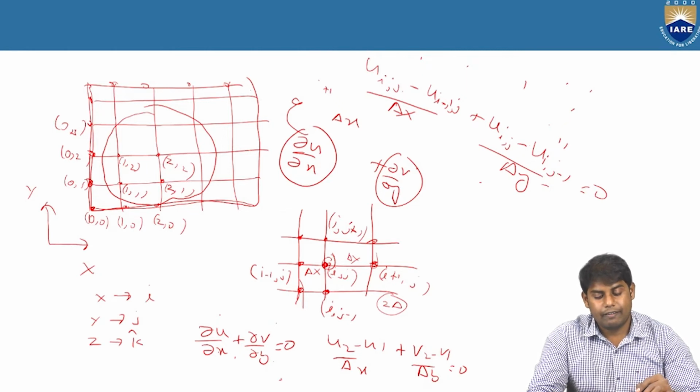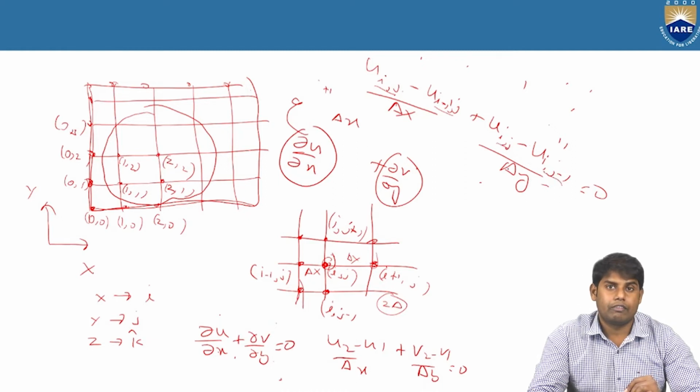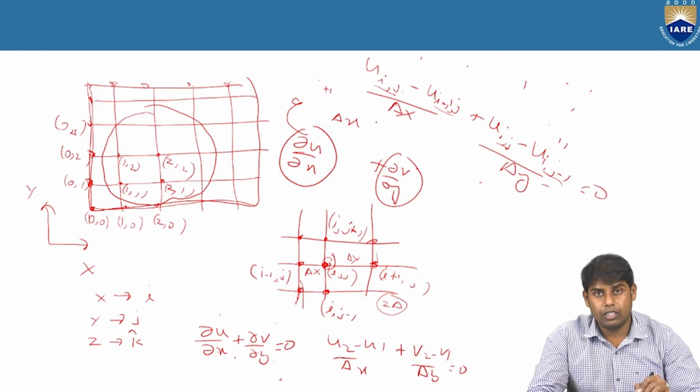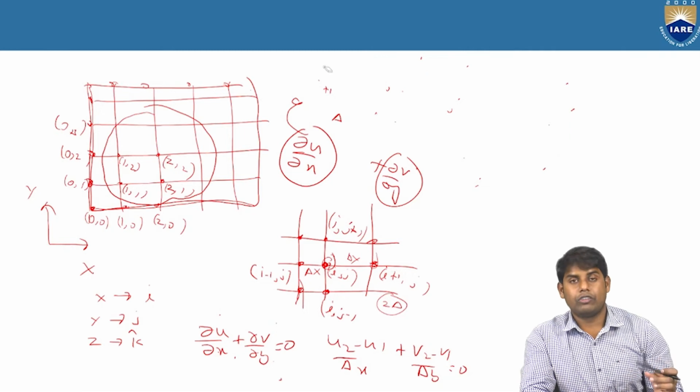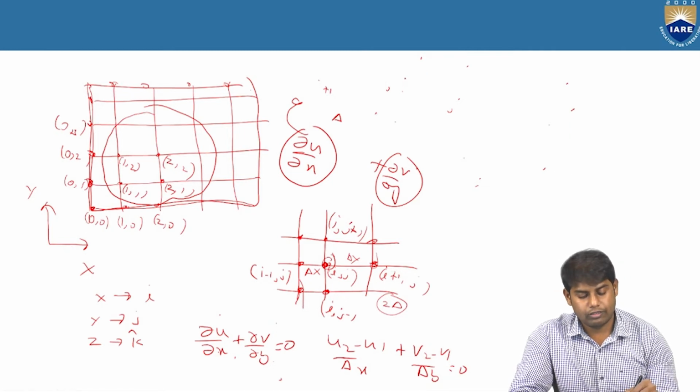So what is backward difference? Here we have (i, j) and (i-1, j), and here (i, j) and (i, j-1). For the forward difference you have (i+1, j) and (i, j+1). So this is for the forward difference. For the central difference, what would you have? u(i+1) minus u(i-1), divided by, what is the stencil size?